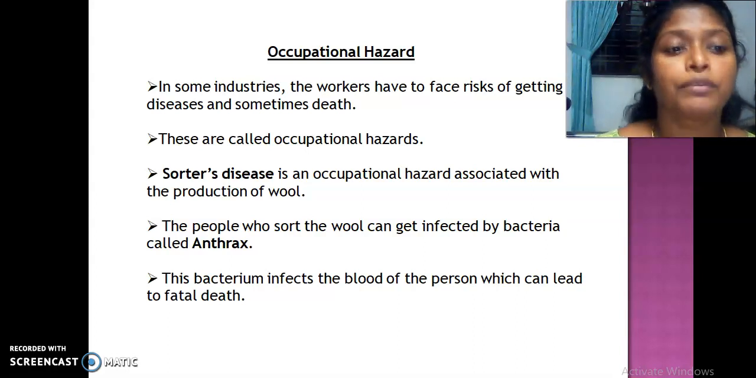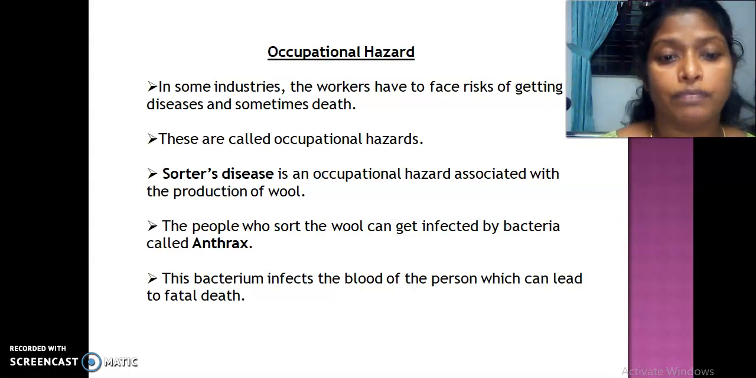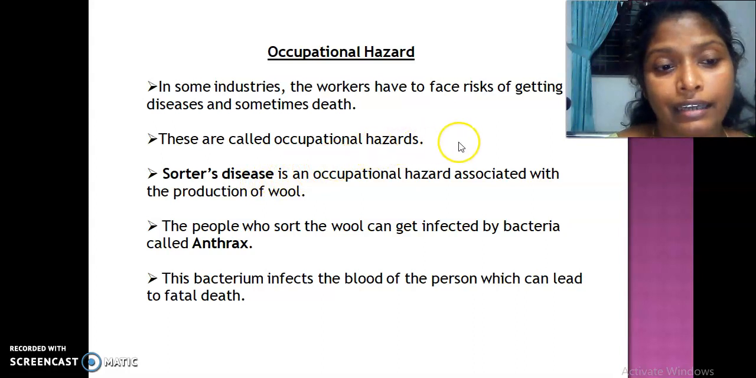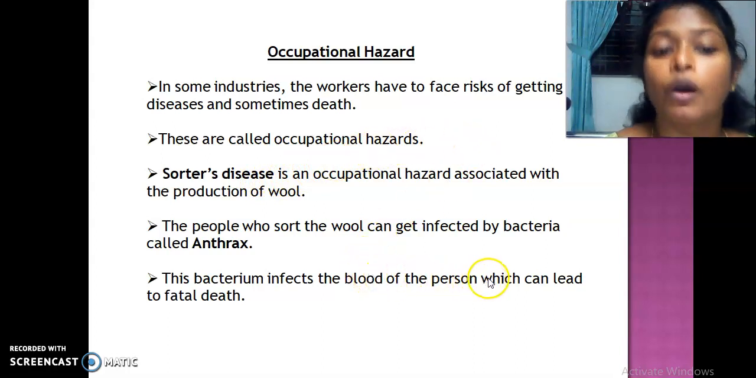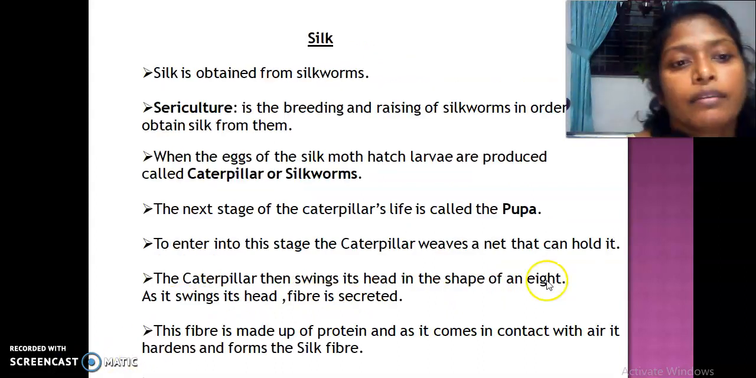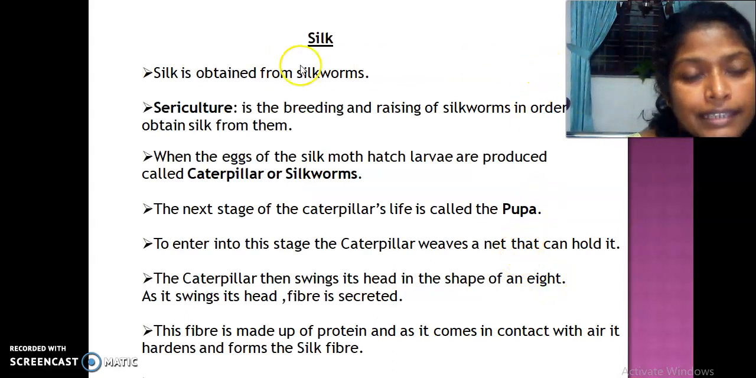So at that time, the farmer can get infected by the bacteria called anthrax. So the people who are sorting the wool can get easily infected by the bacterium called anthrax, and the bacterium can easily enter into the bloodstream of these people and even can lead to fatal death if it is not treated on time. So the next topic is silk.